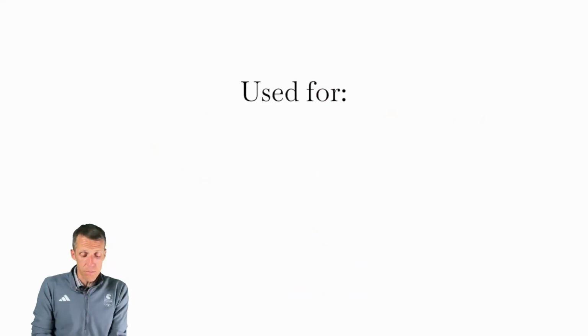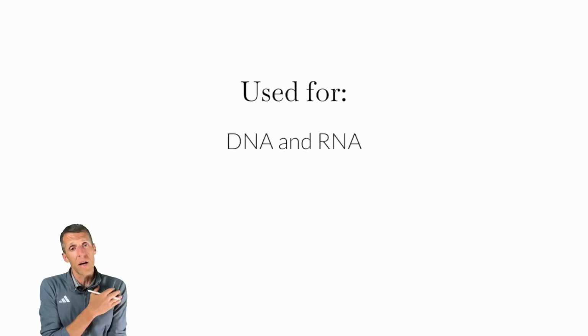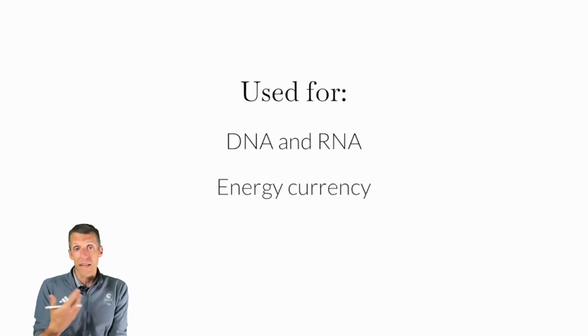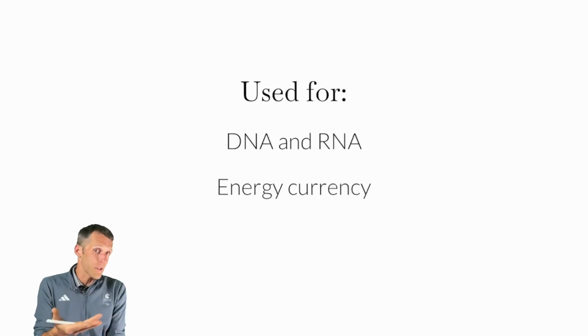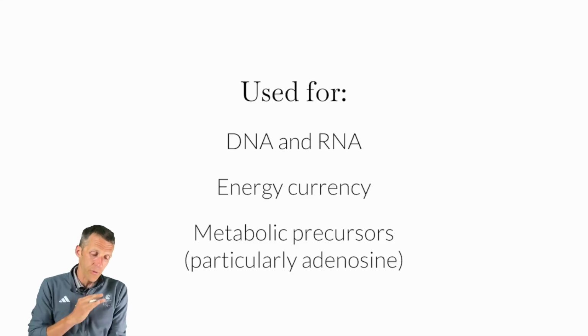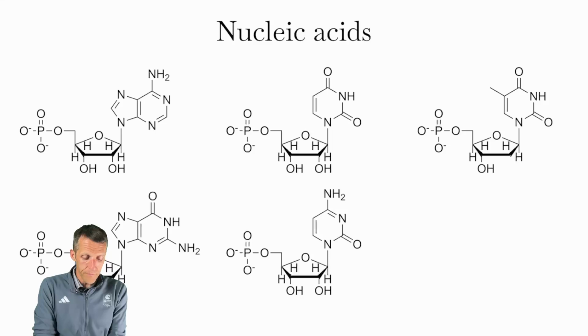Nucleic acids are used possibly most famously as the genetic carriers in both DNA and RNA. But they also have important roles as energy currencies. So ATP is a nucleic acid. And then they're used as metabolic precursors for a whole bunch of different molecules. So they have a wide variety of roles, which we'll encounter throughout this set of videos.